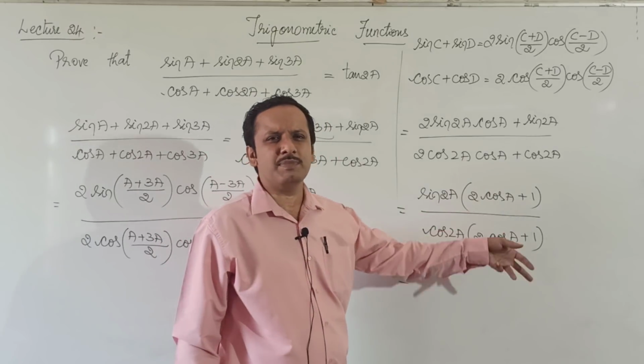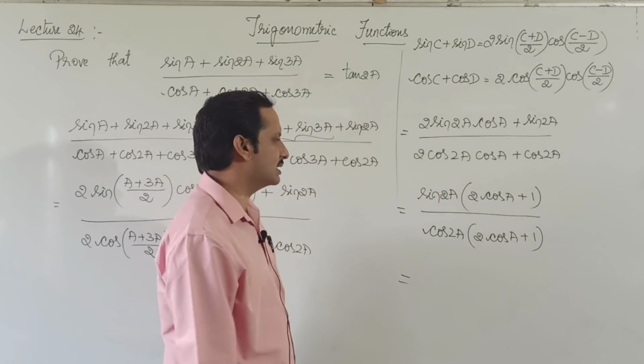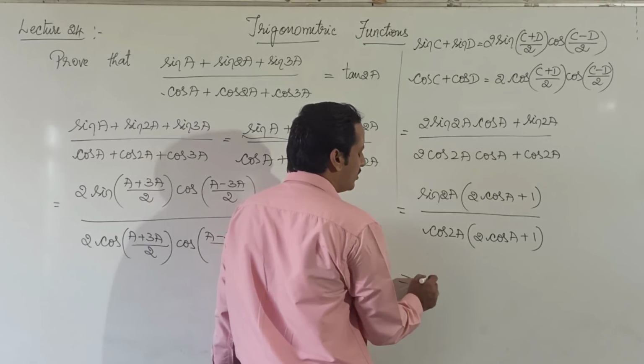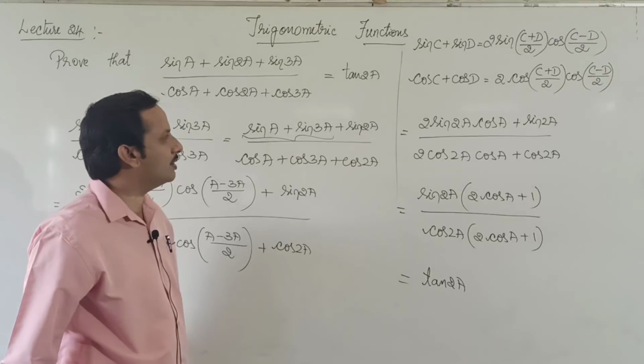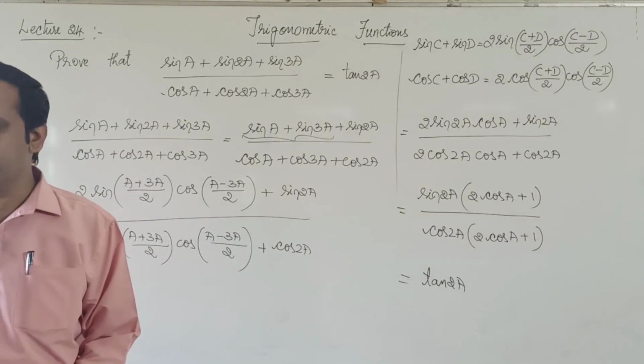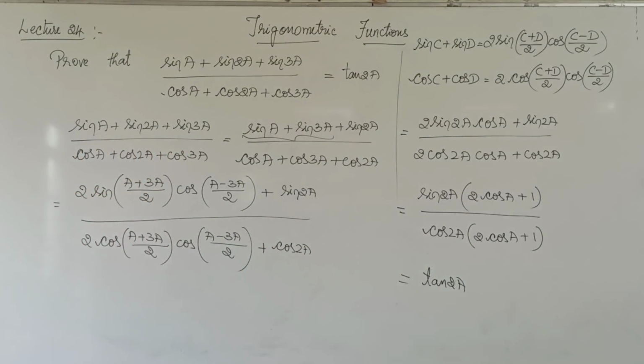Now, this 2 cos A + 1, here also 2 cos A + 1 gets cancelled. Sin 2A divided by cos 2A is equal to tan 2A. That's what we want. We want to prove that this is equal to tan 2A.